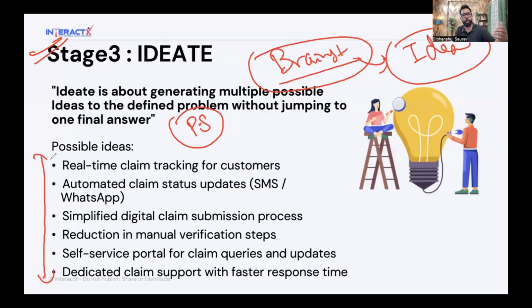So you are trying to think of those possible ideas, you as an IT side, right? So you're thinking that as far as the implementation of the software solution is concerned, what can be those possible ideas so that we can try to help the customer real time? It says real-time claim tracking for customer, automated claim status update through SMS, WhatsApp, simplified digital claim submission process, reduction in manual verification step, self-service portal for claim queries and update, and the last, dedicated claim support with faster response time.